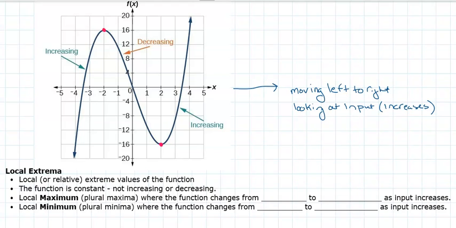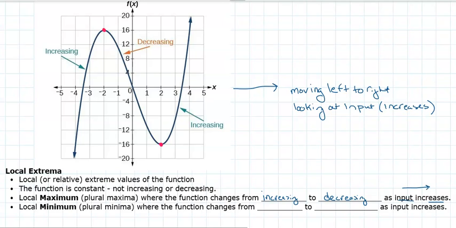Since this is math, we have to have actual definitions. So the local maximum, the plural of maximum is maxima. If there's more than one here, we would say maxima, but there's only one. The local maximum is where the function changes from increasing to decreasing. So that's what we're going to write here: increasing to decreasing. And we have to make sure it's clear that it's as the input increases, in other words, as we go left to right.